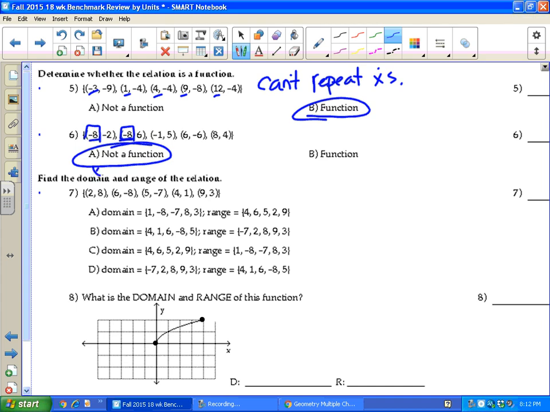Find the domain and range. Domain is the set of all the x's. The range is the set of all the y's. So I'm going to look for 2, 6, 5, 4, and 9. Looks like C so far. All right, check your range as your y's. 8, -8, 8, -8, -7, 1, and 3. Looks like C is correct. You just find your x's and find your y's.